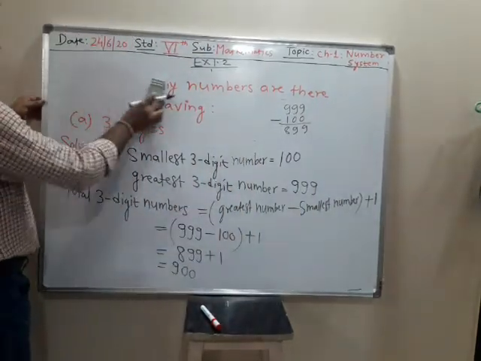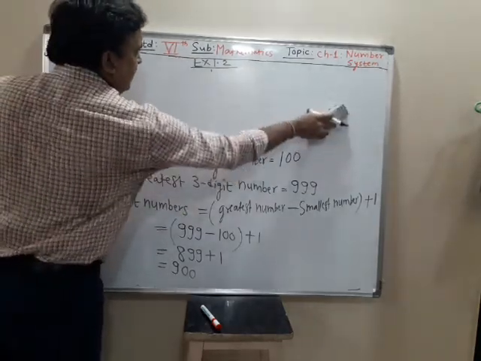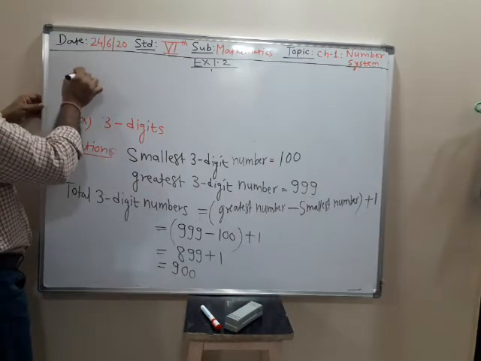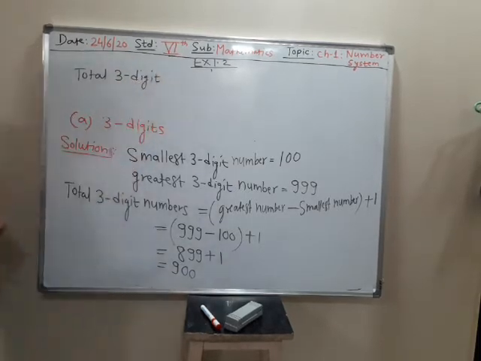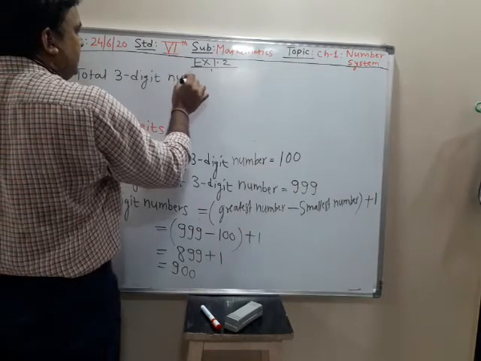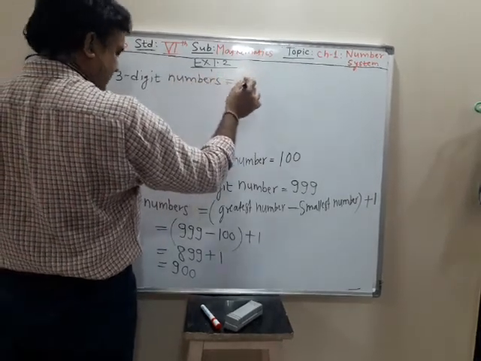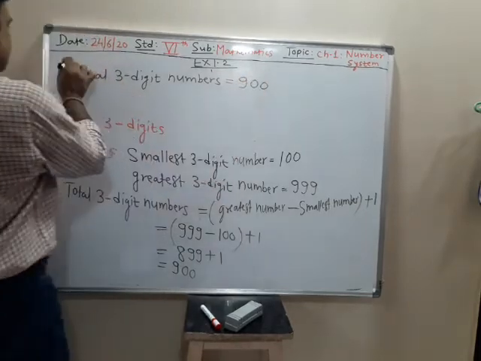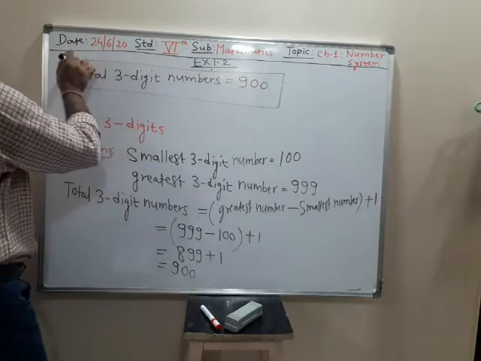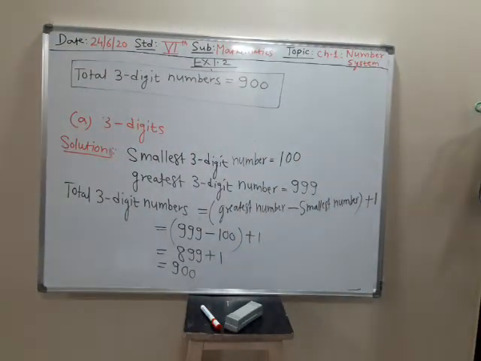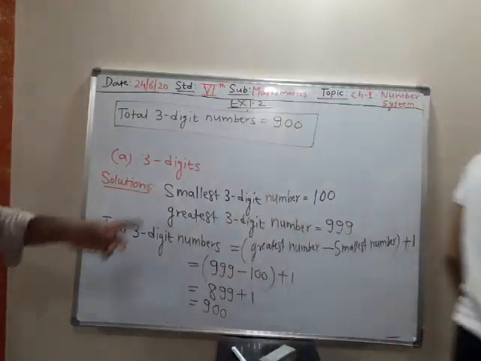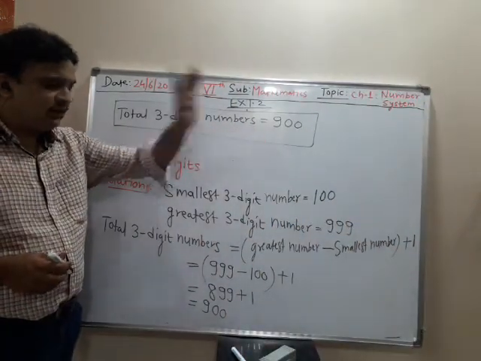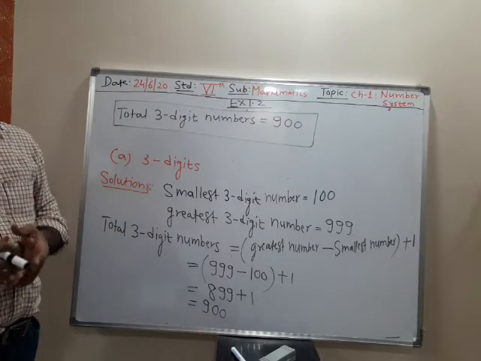So now we write: total 3-digit numbers are 900. So total how many 3-digit numbers are there?